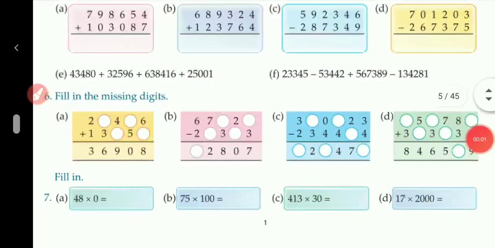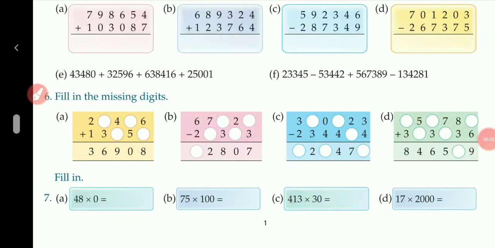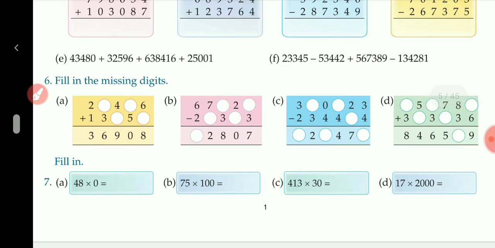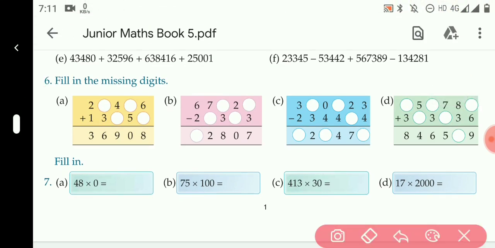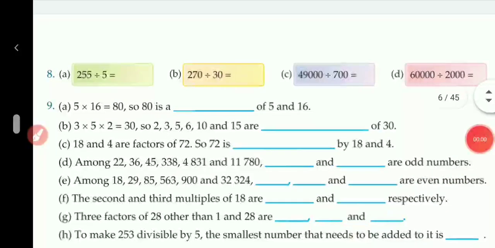Question number 6, fill in the missing digits. This question is also in your homework and do by yourself. Question number 7, fill in. A part, 48 multiplied by 0. So any number which is multiplied by 0 becomes 0. In B part, 75 multiplied by 100 becomes 7,500. C and D do by yourself in your copy. Question number 8 are the divisions. You have to divide the first number by the second number. Solve them in a copy and do it by yourself.